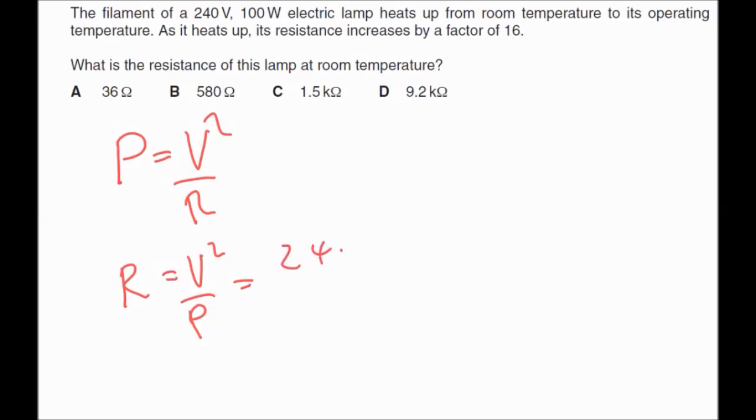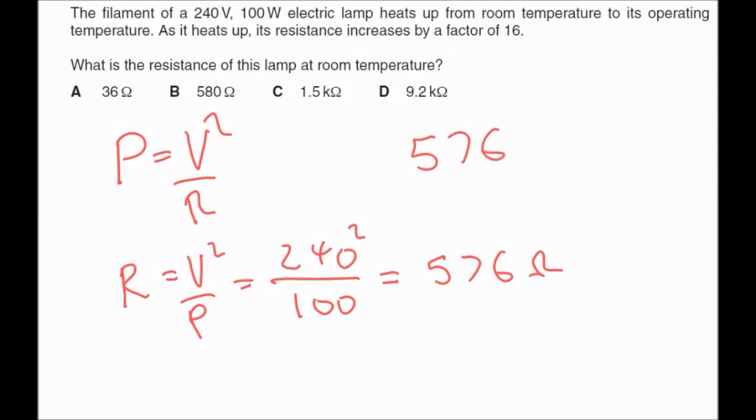So 240 squared divided by 100. That's equal to 576 ohms. So this is at the normal temperature. So at room temperature, the resistance is going to be lower by a factor of 16. So divide by 16, and we get an answer of 36 ohms, which is answer A.